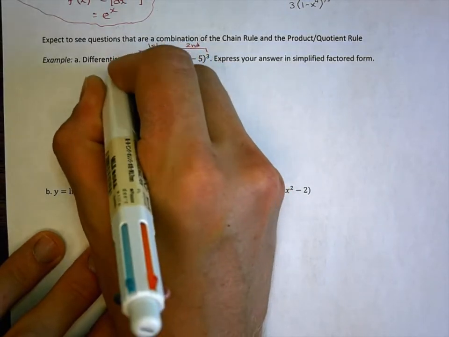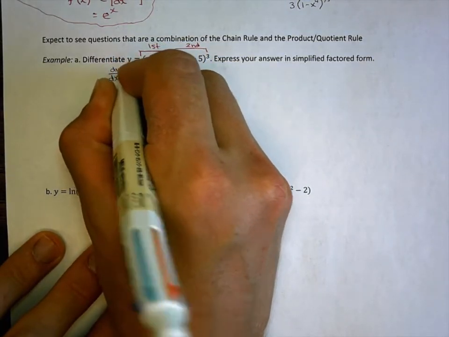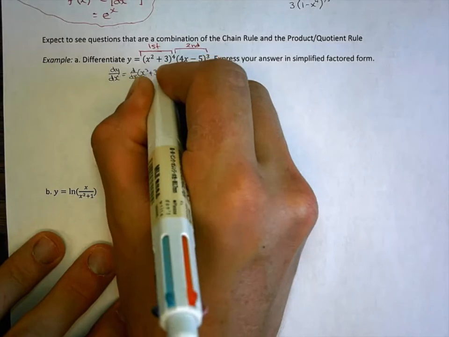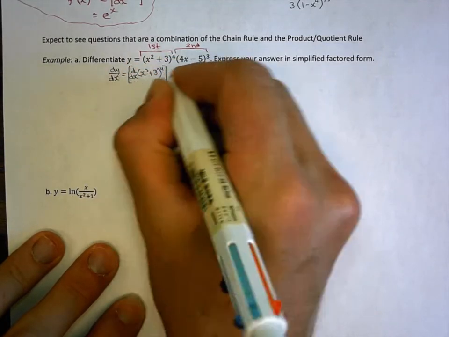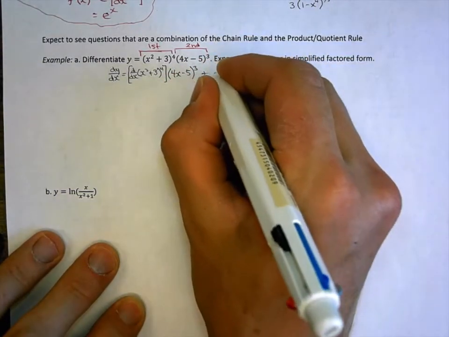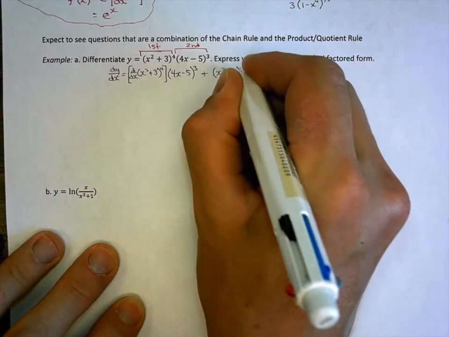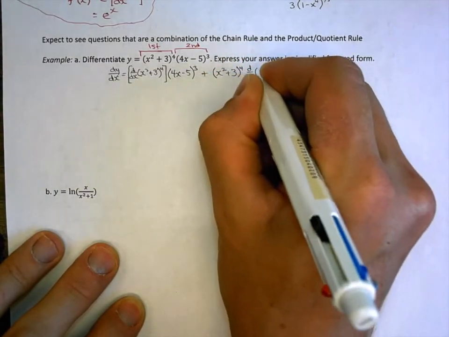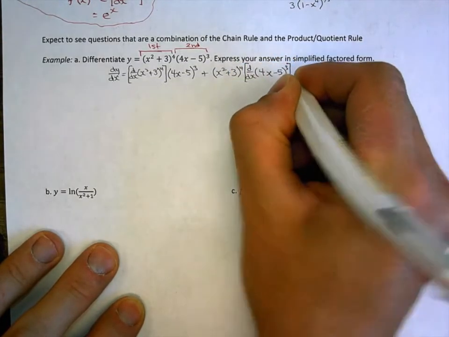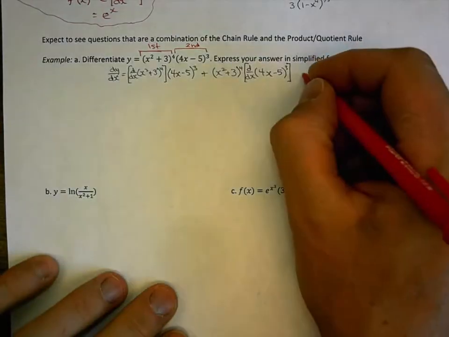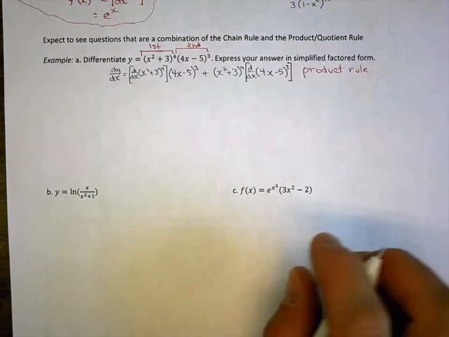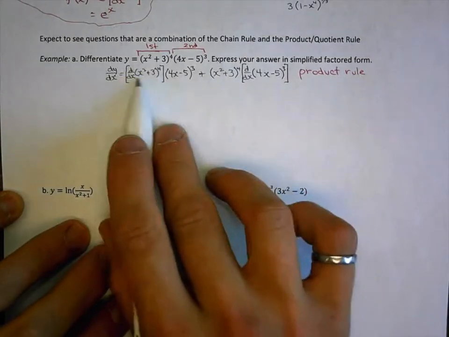So here we go. I have dy dx is equal to, and let's write this all out. I have the derivative of the first function times the second function, don't forget those exponents, plus the first function times the derivative of the second function. So that is called product rule. You guys are great with that. Now we just have to do the derivatives, the instructions, which is to take the derivative of this.